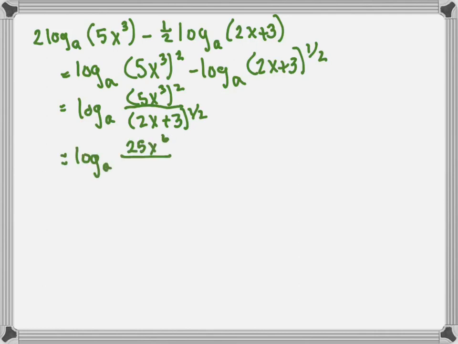I will square my numerator, so it becomes 25x to the 6th. And remember, something raised to the 1/2 power is the same as the square root. So I can rewrite the denominator as the square root of 2x plus 3. And that is my simplified logarithm, or my single logarithm.